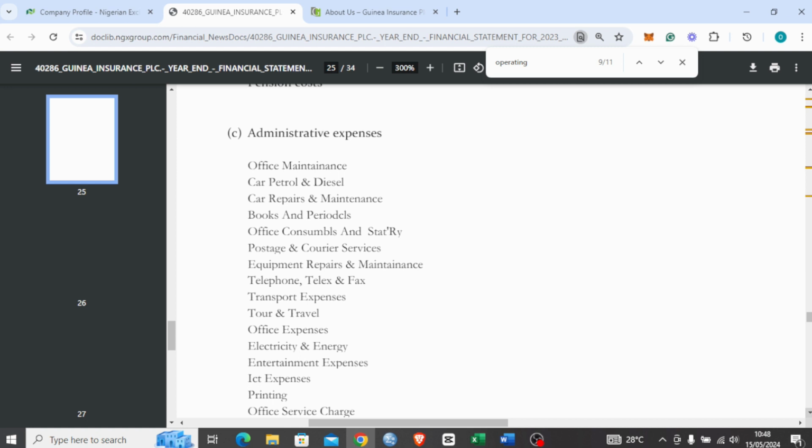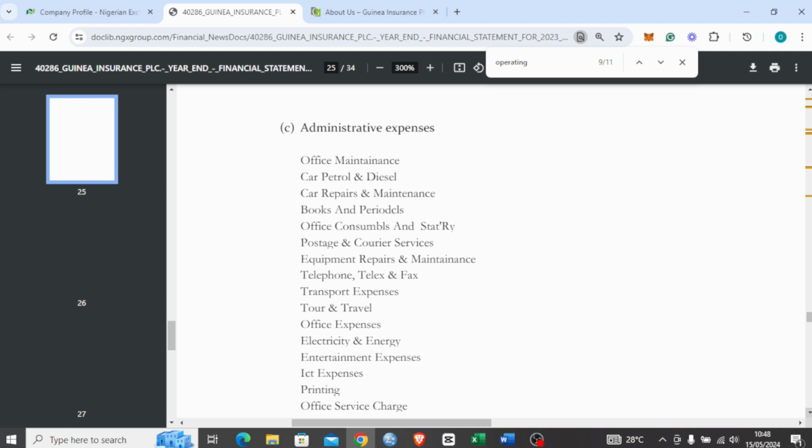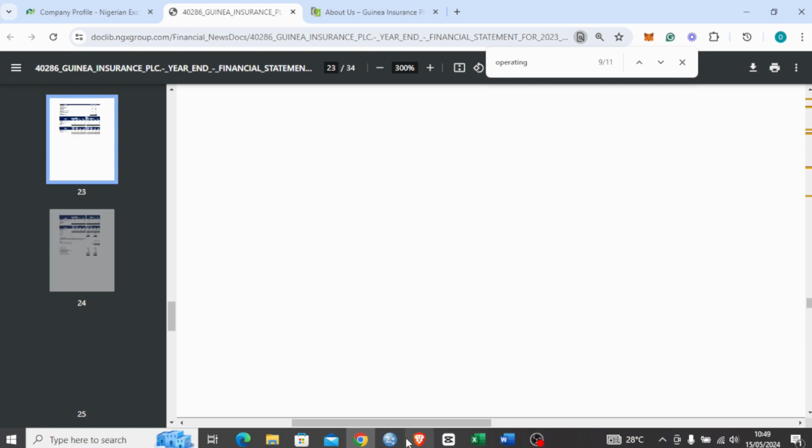But then there was a total. So the total is what was extracted and used for this analysis. We could see other office expenses, entertainment expenses, ICT expenses, advertising expenses, tax consultancy expenses, VAT, insurance, stamp duty, fine and penalties. So we could see that administrative costs carried a whole lot of sub expenses under itself.